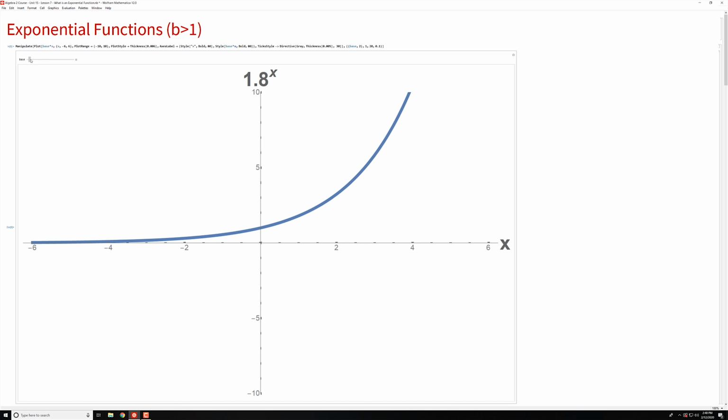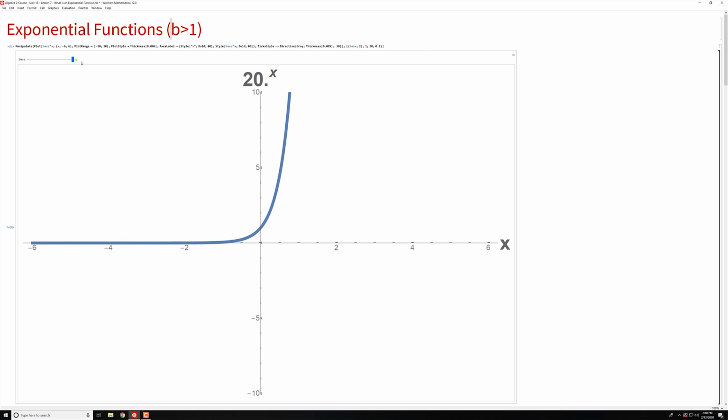As the base gets bigger and bigger and bigger, this curve starts out very, very close to 0. It rapidly ramps up, kind of like a rocket launch, and it starts going up more and more vertical. And as the base gets bigger and bigger, all that happens is the steepness of this part on the right-hand side gets more and more vertical. So if I crank this thing up all the way, I think the maximum I have this set to was 20. But if I go to 100 or 300, all that's going to happen is it's going to ramp up more and more vertically.